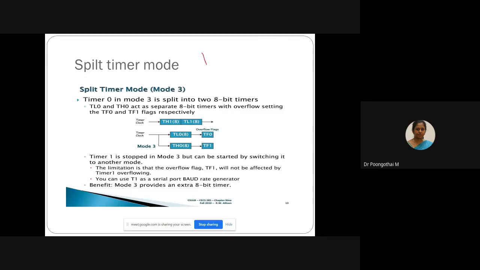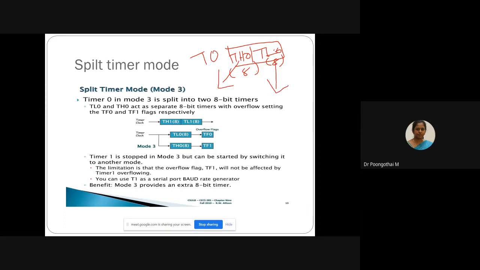That is your timer 0. So timer 0 has two registers, TH0 and TL0, and each one can operate as a separate timer. So TL0 is a separate timer, TH0 is a separate timer. TL0 and TH0 act as separate 8-bit timers. In case of TL0, the overflow flag associated with it is TF0. So TF0 is assigned to TL0.